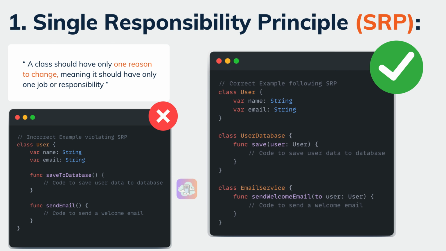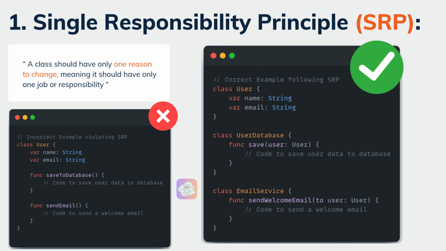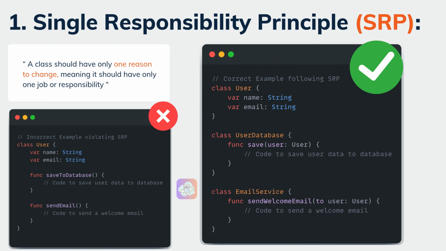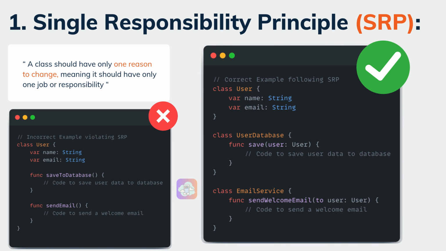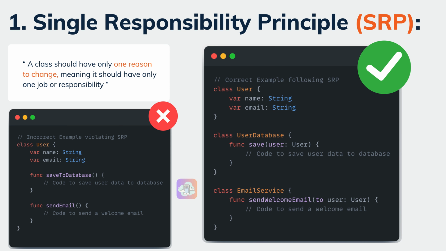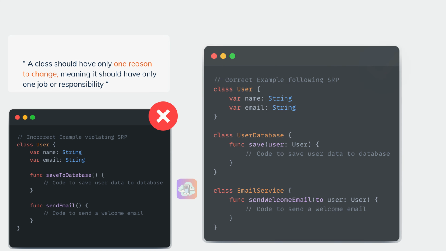Here's the corrected version. Now, responsibilities are clear. First, user database handles database operations. Second, email service handles email logic. Each class has a single responsibility, making the code cleaner, easier to maintain, and much more testable.